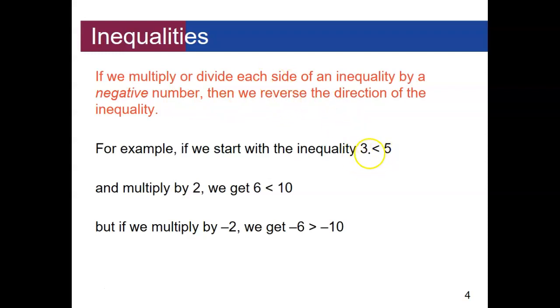I just wanted to show you with a regular inequality, we know that 3 is less than 5. If we multiply everything by a positive number, then we get 6 is less than 10, which is a true statement, and that's fine. If we multiply it by -2, then we have -6 compared to -10, and -6 is actually greater than -10. So we have to change that inequality in order to make it a true statement.